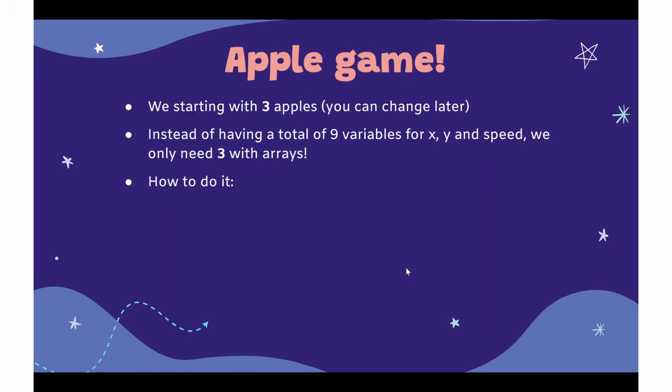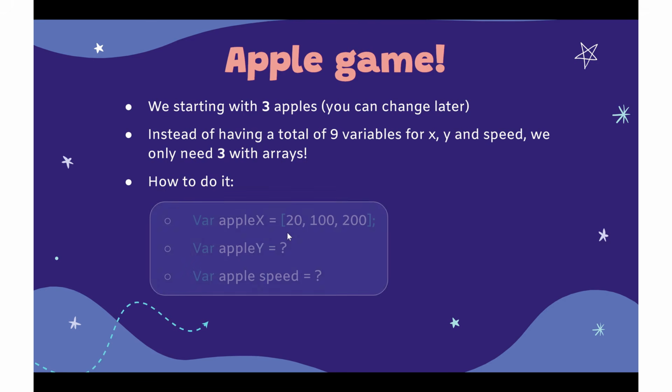All right, we are going to now work on your Apple game. So go ahead and pull up your Apple game from Khan Academy and let's get started. All right, so we're going to have 3 apples in our game. You can change that number later, but for now we're going to have 3. And with the power of arrays, we only need 3 different array variables for x, y, and speed instead of 9. So here's how we can do it.